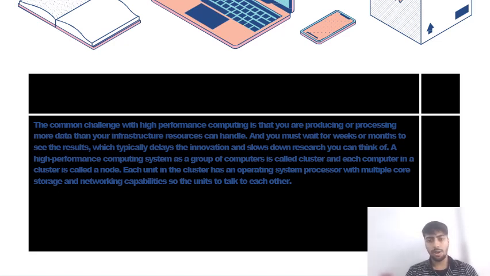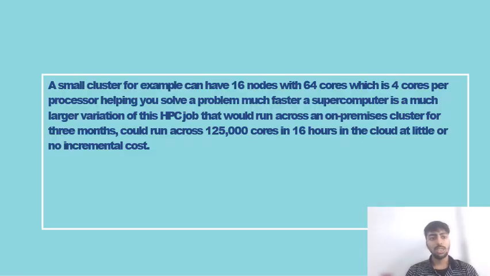You can think of a high performance computing system as a group of computers called a cluster, and each computer in a cluster is called a node. Each unit in the cluster has an operating system, a processor with multiple cores, storage, and networking capabilities, so the units talk to each other. A small cluster, for example, can have 60 nodes with 64 cores, which is 4 cores per processor, helping you solve a problem much faster.